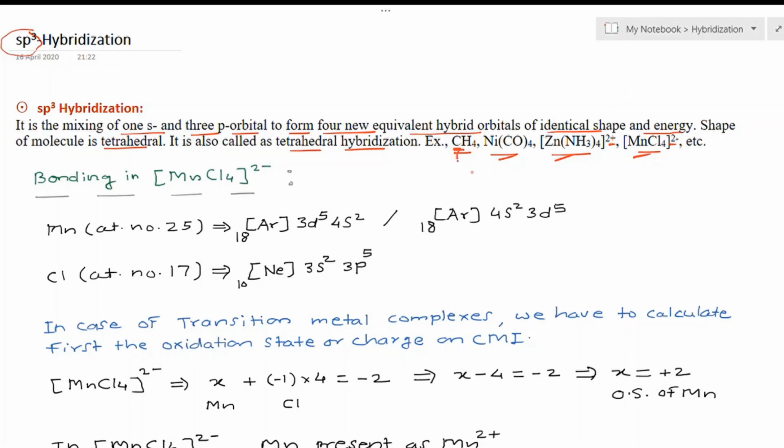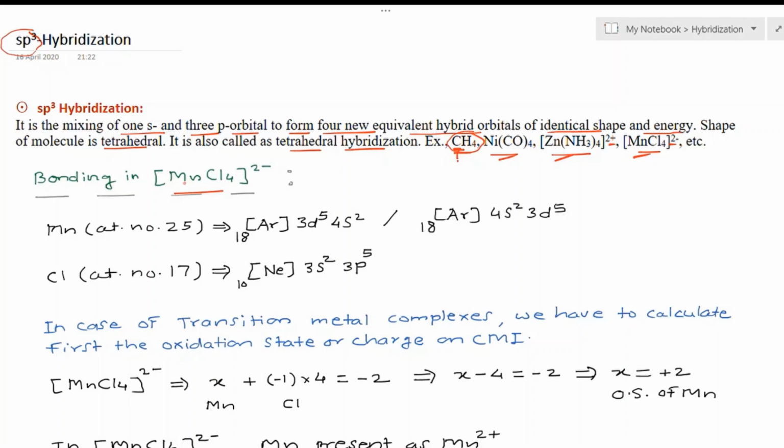The bonding in CH4 you can explain easily, as we have seen in sp and sp2 hybridization. On the basis of that, similarly you can explain sp3 hybridization in CH4. But if transition metal complexes are there, the explanation is slightly different. So let's take the example MnCl4 2-.